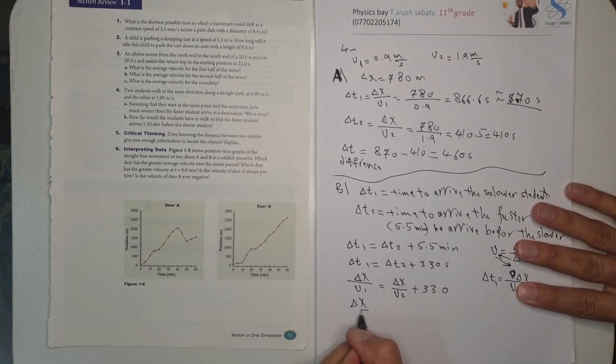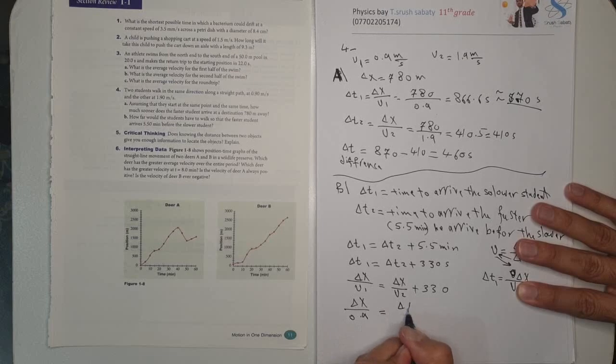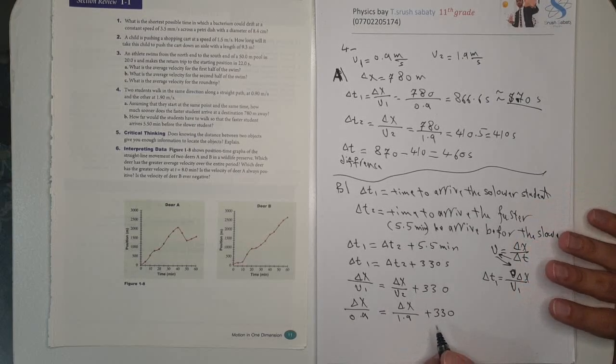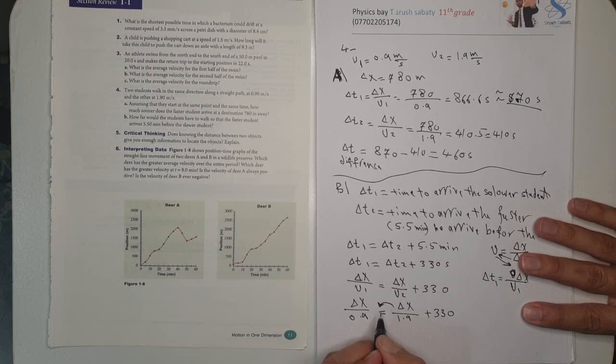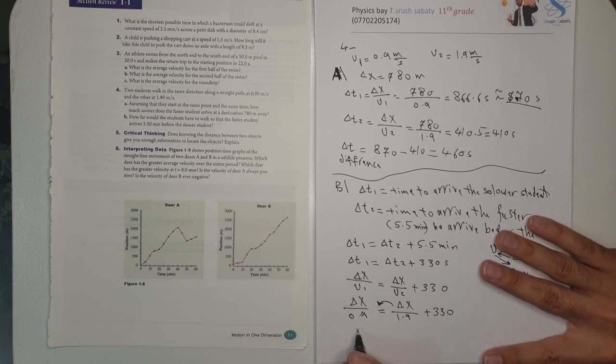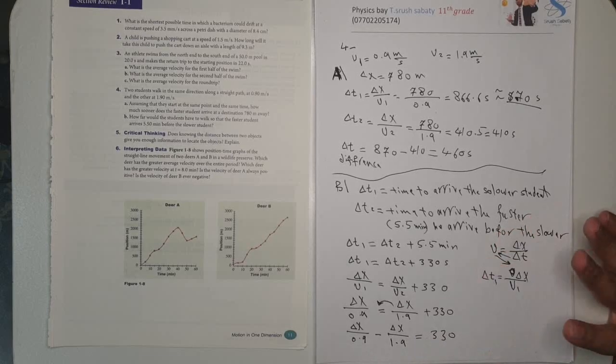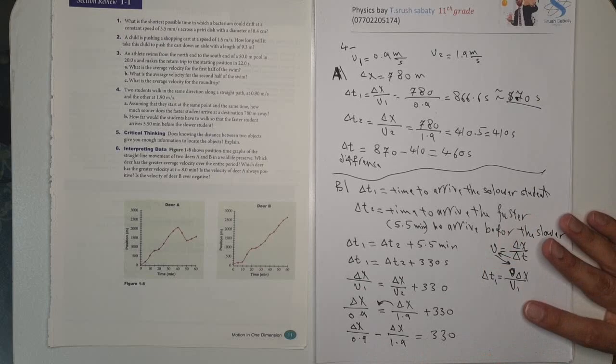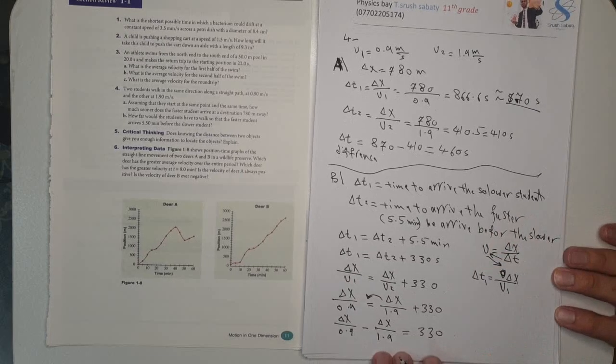So delta x is equal to what? What about v1? It is equal to 0.9. So delta x over 0.9 is equal to delta x over v2, which is 1.9, plus 330. Okay, so we change the position of the term and change its sign. It will be delta x over 0.9 minus delta x over 1.9 is equal to 330. So the result of it is equal to what?